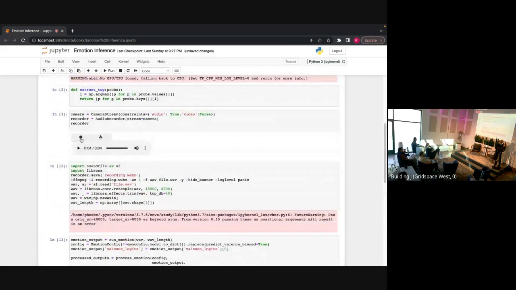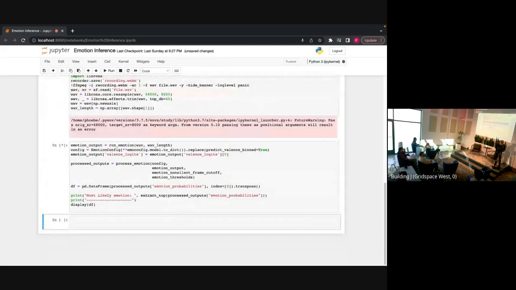Let's see if it does something if I say something angry, but in a really calm tone of voice, or really happy. I really don't like this. I don't know what that's going to come out as, to be fair. Maybe that's worried.